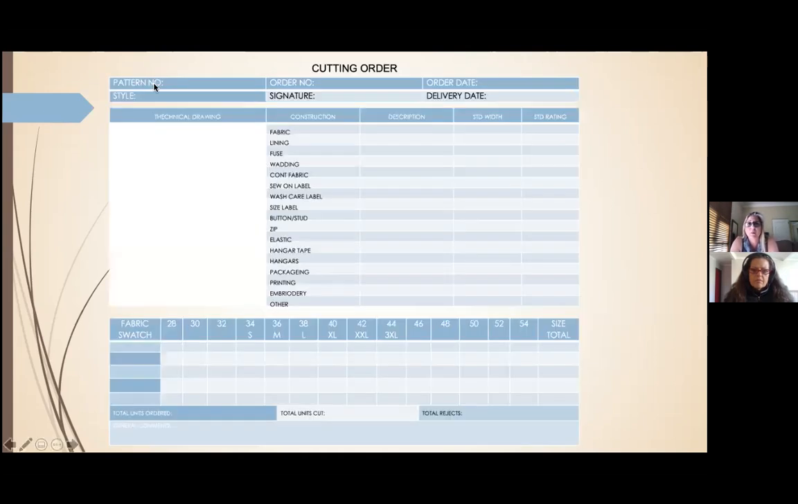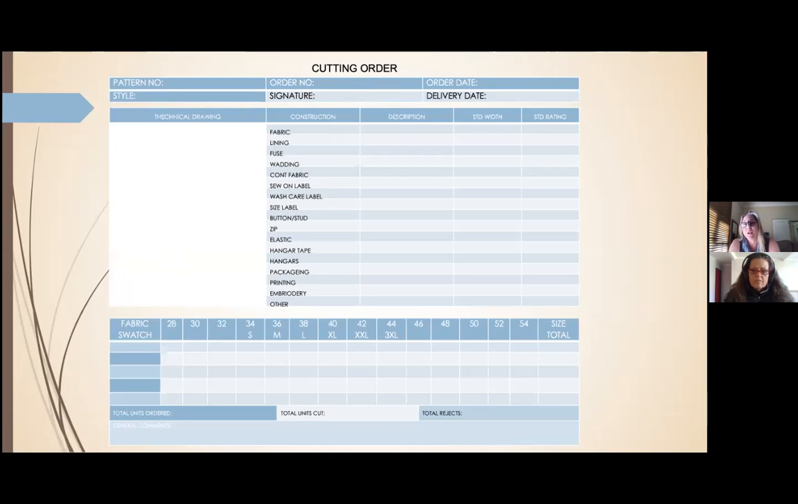You've got your pattern number, your order number, your order date, your delivery date. We've got the signature of the person who received that. And then I've got your style. You've also got your technical drawing, and sometimes I want a front and back of that. And then you have got your breakdown of everything that you have delivered with your delivery note. So, is it the fabric, the lining, the fusing, the wadding, the contrast fabric, sew-on labels, wash care labels, size labels? Those labels, the wash labels and the size labels, are sometimes supplied by the CMT.